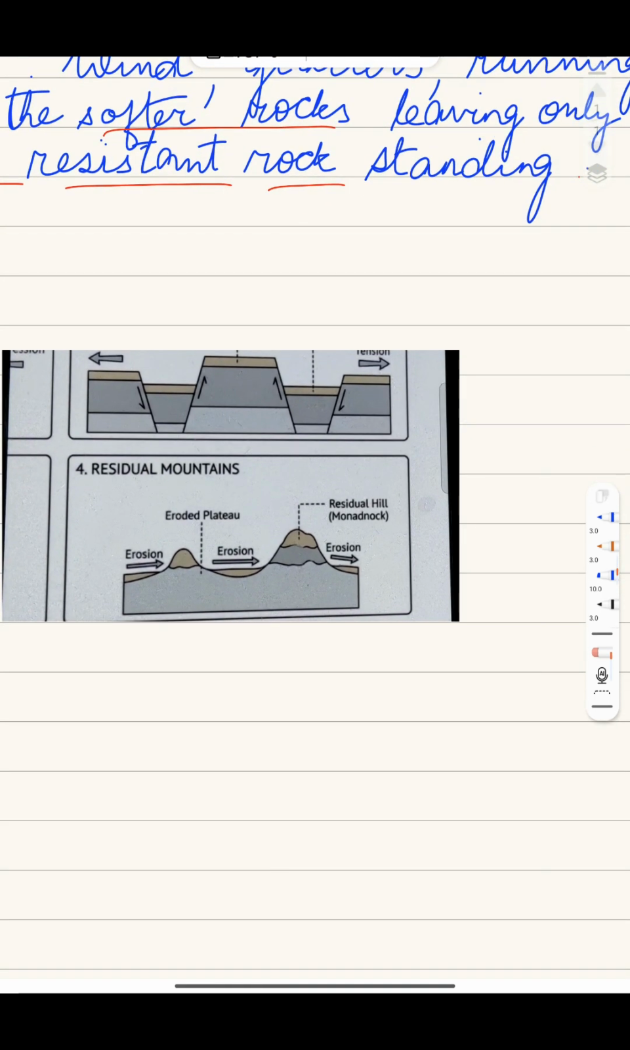So you can see this figure, children. Originally this was the landscape. Now since this region is having softer rock, originally this was the formation. Now with erosion, the softer rocks got eroded, leaving these hard rocks standing. And these hard rocks form the residual mountains.